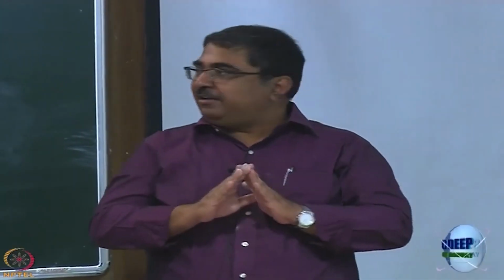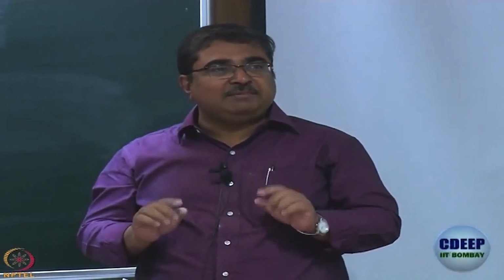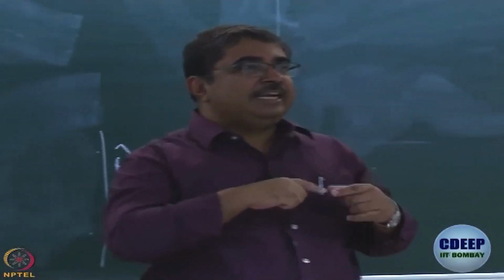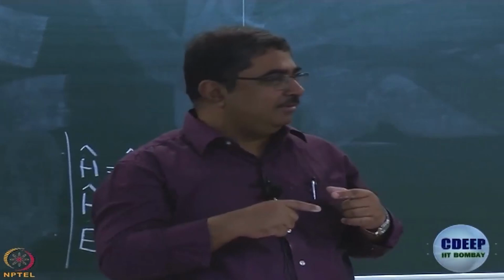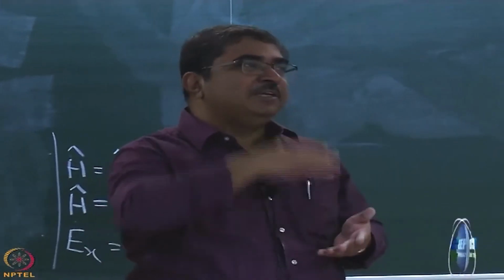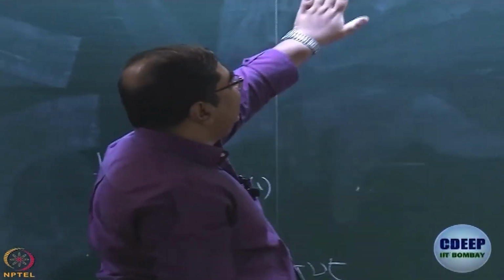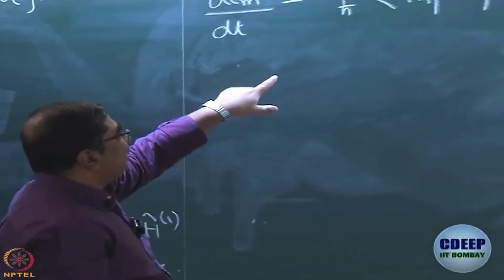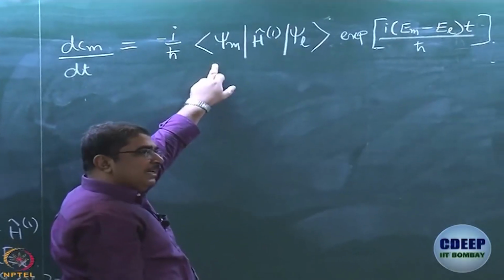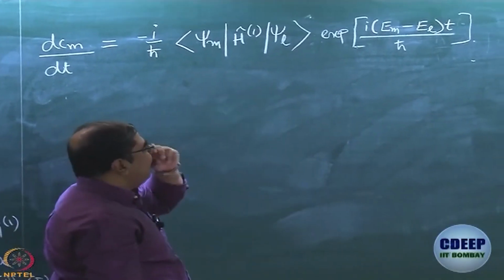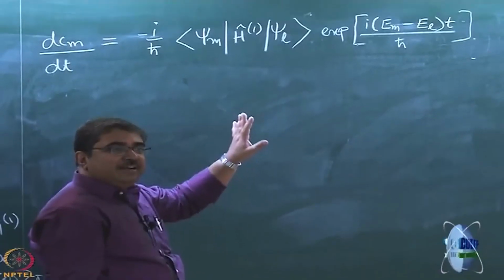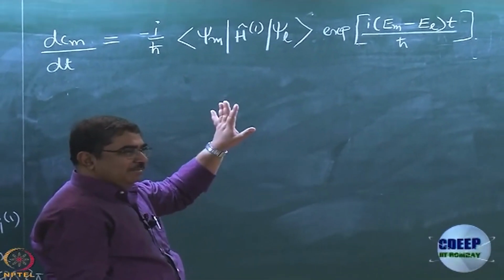In doing that, if you remember, we have written the wave function of the perturbed system as a linear sum of two wave functions, where Cm is the coefficient of the state that is not populated at 0 time. Okay? So, if you are talking about absorption spectroscopy, the higher state. And we have derived this expression that dCm dt is equal to minus i by h cross an integral over space multiplied by an exponential factor in time.